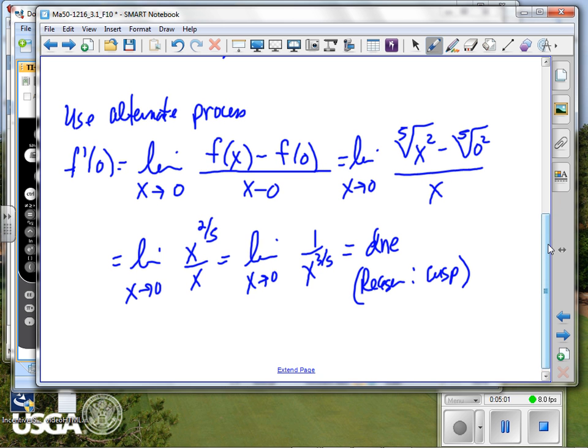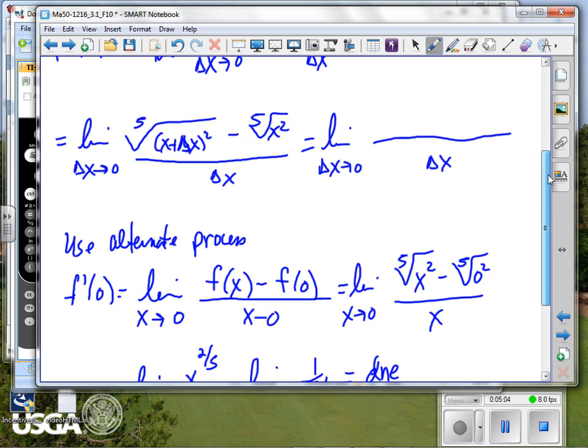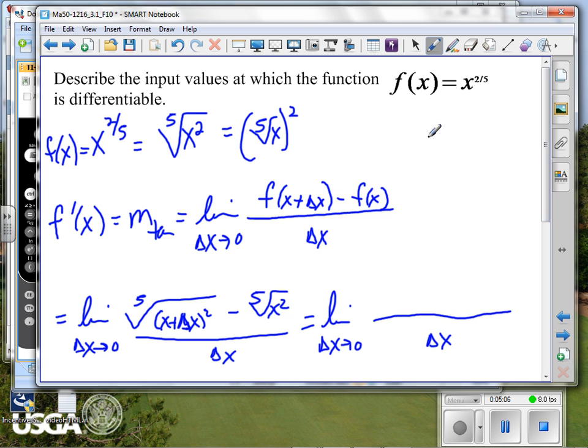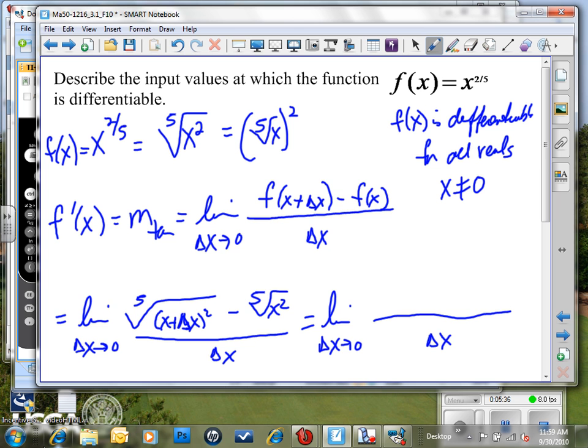Now, did we answer the question, though? That's the next big thing. What does it say? Describe the input where it is differentiable. So f of x is differentiable, I'll give you one more answer, John K. For what? For all reals, as long as we don't use 0. Okay, yeah, all reals as long as we don't use 0.